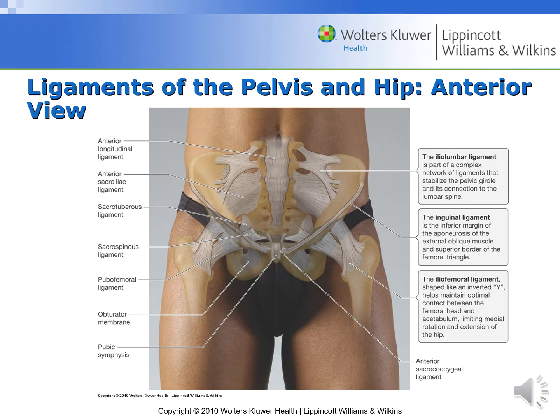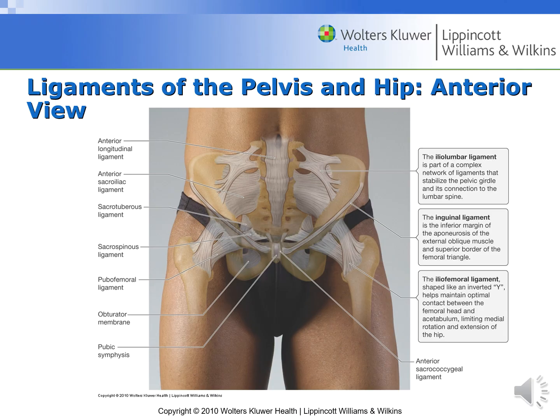We're now going to take a look at the ligaments of the pelvis and hip from an anterior view. And as we know, ligaments are what attach bone to bone. Beginning most superiorly from the left-hand side, we can see the anterior longitudinal ligament. We can also see the anterior sacroiliac ligament, the sacrotuberous ligament, the sacrospinous ligament, and the pubofemoral ligament. We can see the obturator membrane, and we see the pubic symphysis.